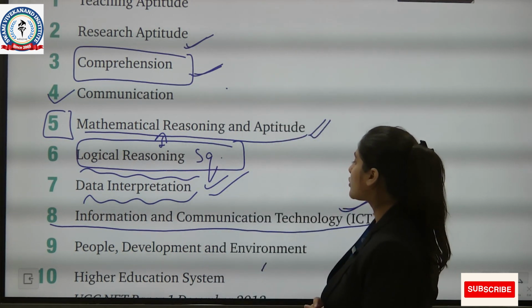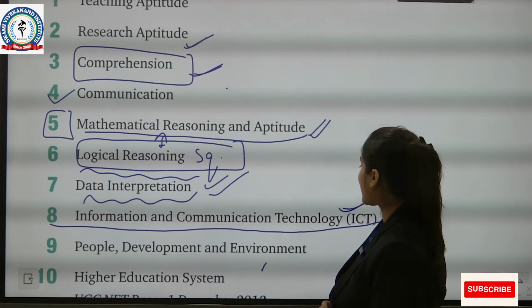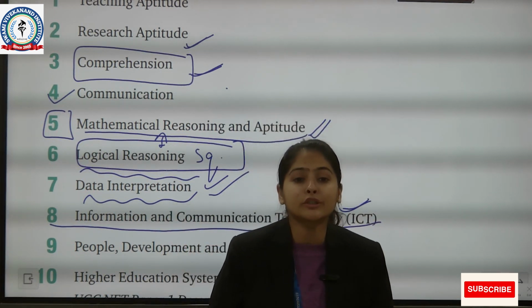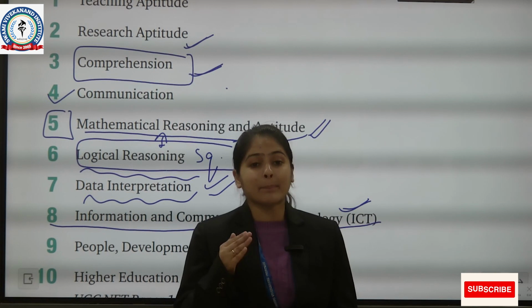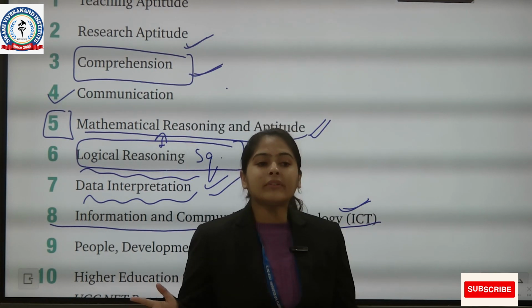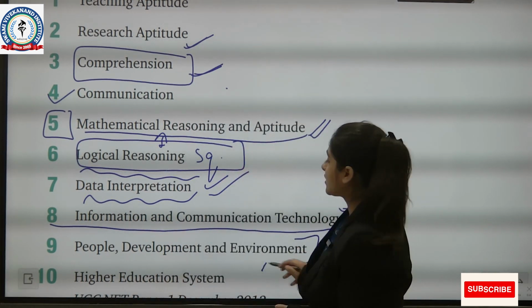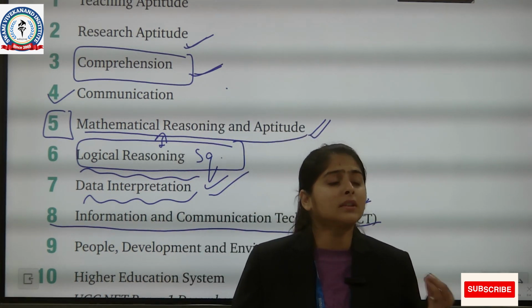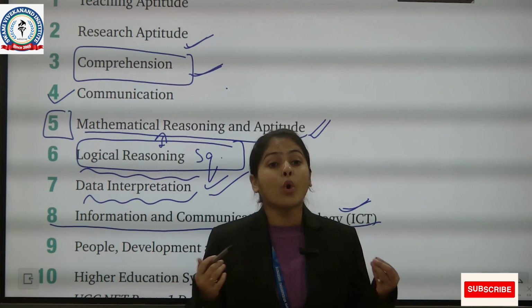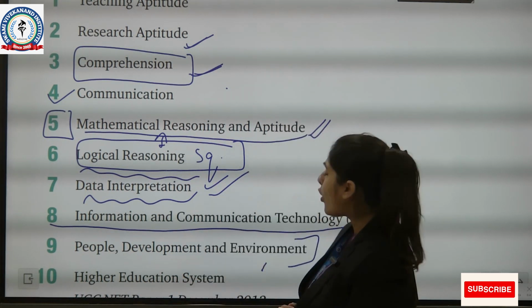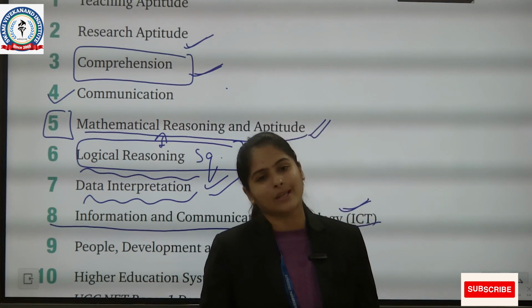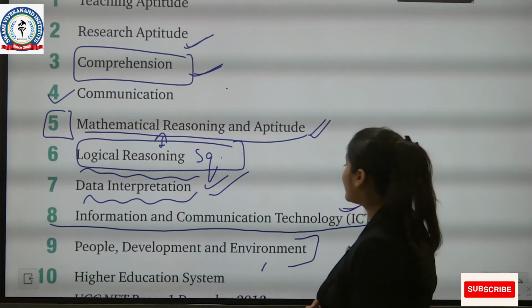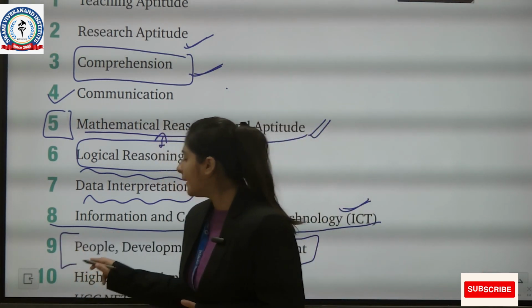Now let's come to the part people, development and environment. This unit covers your social science studies plus science. All we do in this unit is talk about the environment, sustainable development, and other global development goals, millennium goals, and many things about wildlife as well, all related to the environment. Social studies is covered in this unit.